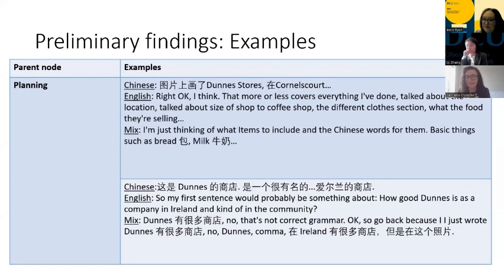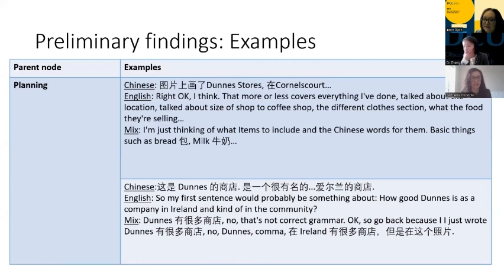For the English, we had quite a chatty student. She said, right, okay, I think that more or less covers everything I've done. I've talked about the location, talked about the size of the shop, the coffee shop, the different clothes section, and she gave great detail on how she was planning the assignment. Then in terms of the mix, and this is a really obvious example here. I'm just thinking of what items to include and the Chinese words for them, basic things such as bread, bao, milk, niunai, and so on. So he was listing these items, trying to include as much Chinese as possible when he was completing his assignment.